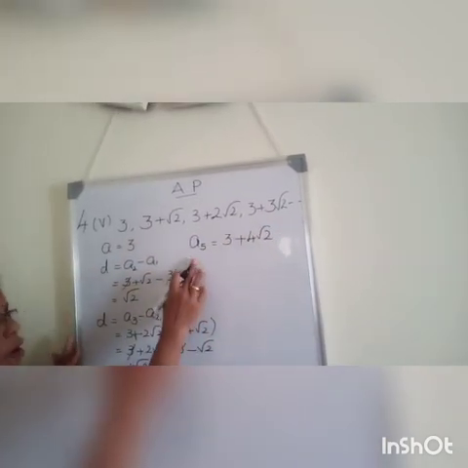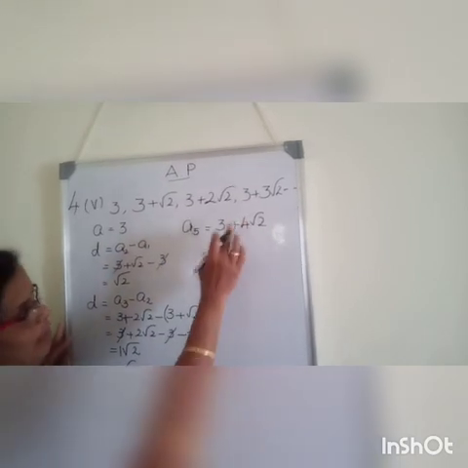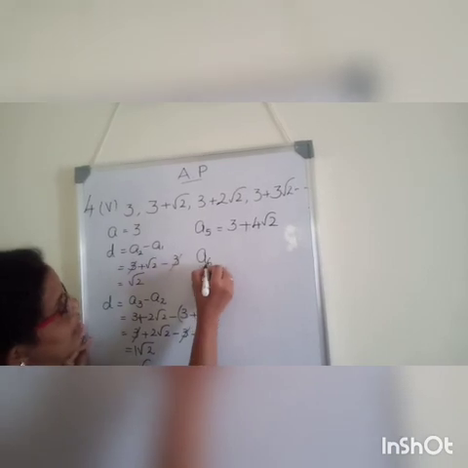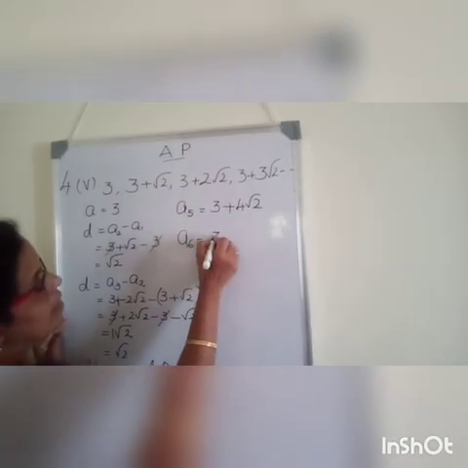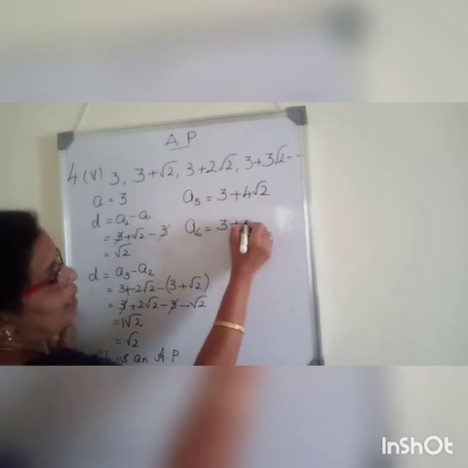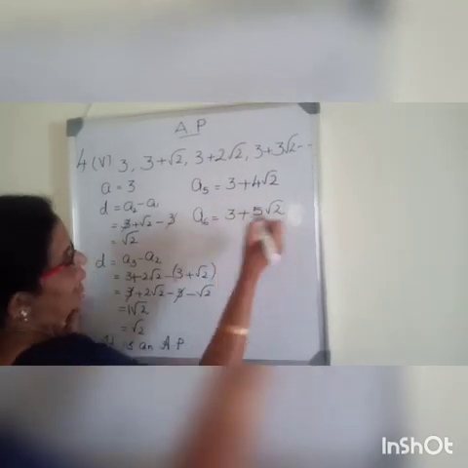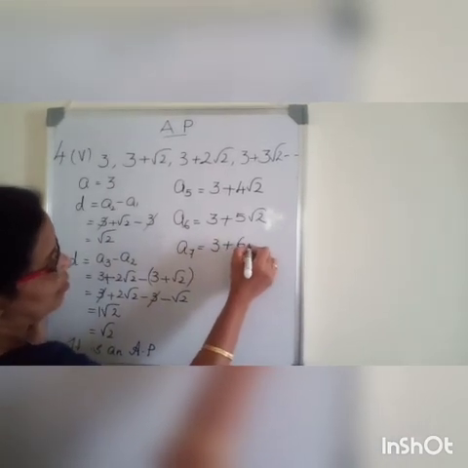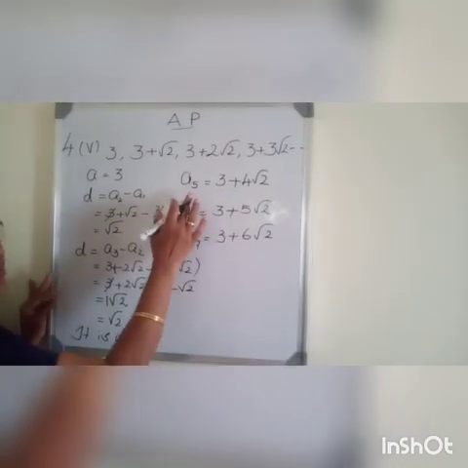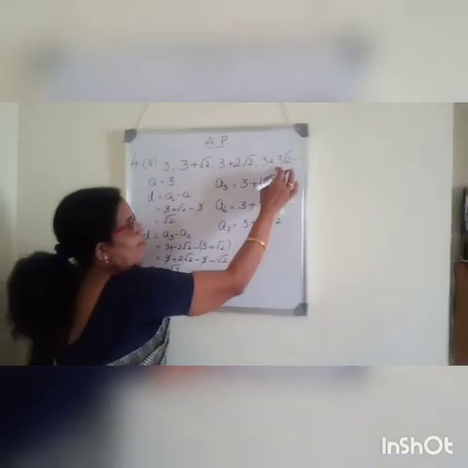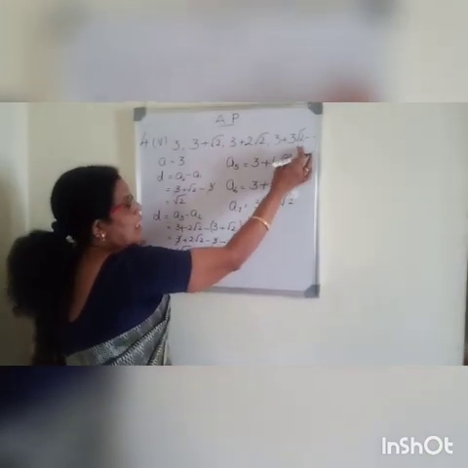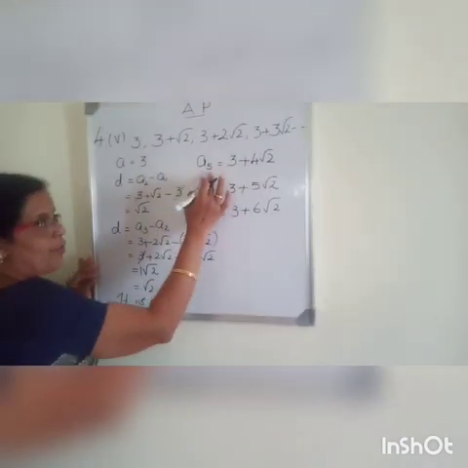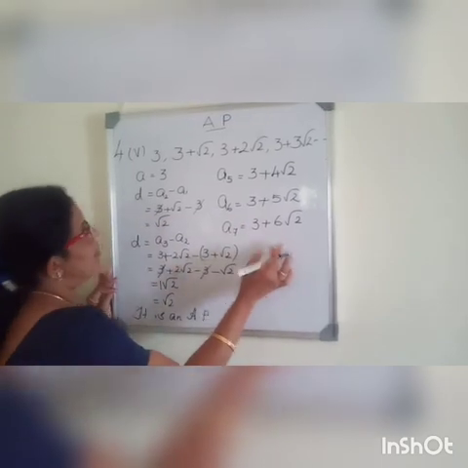Whoever wants to use the formula can use it. A4 plus D you can write and add it, or directly we can write this. This is very easy to write. And the sixth term, again we will write 3 plus 4 root 2, which becomes 5 root 2. Again one more term, A7 equals 3 plus 6 root 2. Whoever wants to use the formula, you can use it. A5 is equal to A4 plus D. That is 3 plus 3 root 2 plus root 2. 3 root 2 plus root 2 becomes 4 root 2. So the fifth term, sixth term and seventh term.